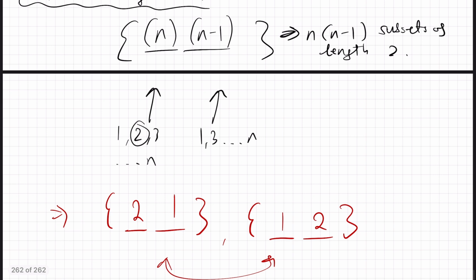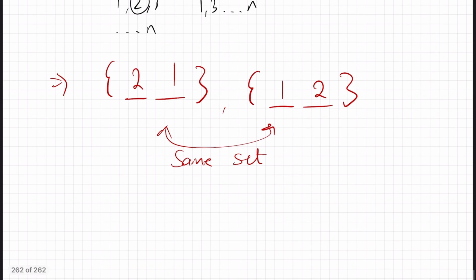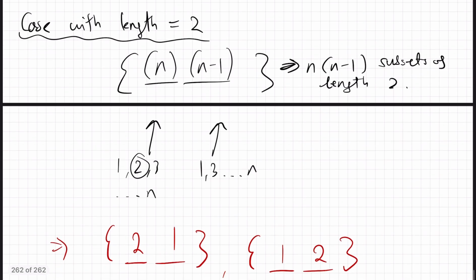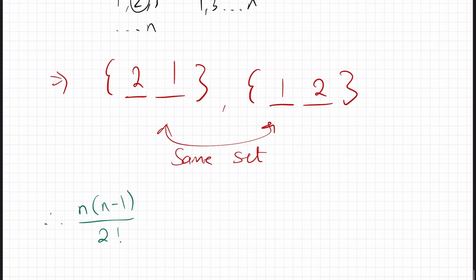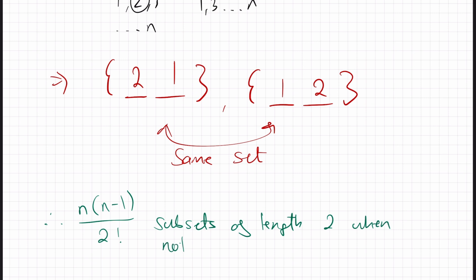So we need to make sure we also divide by the number of possible permutations of these slots. Subsets of length 2 when considering order. Therefore, I'll say n times n minus 1 over 2 factorial, because there are 2 factorial permutations of these slots. That's the same as the number of subsets of length 2 when not considering order.